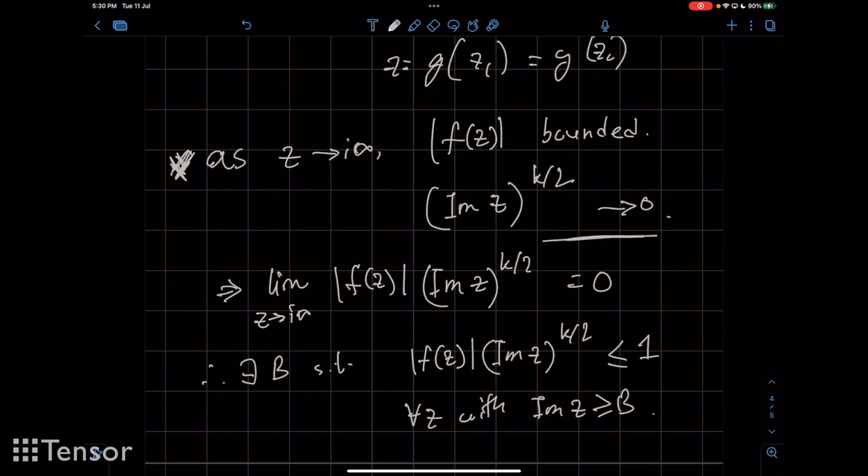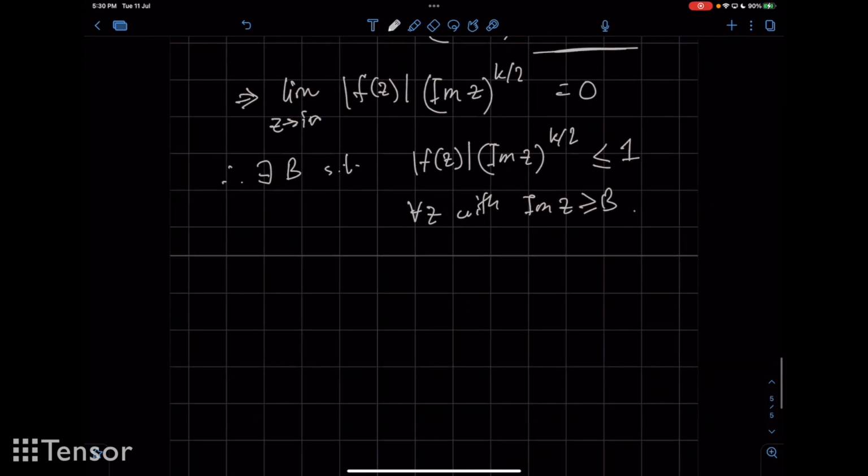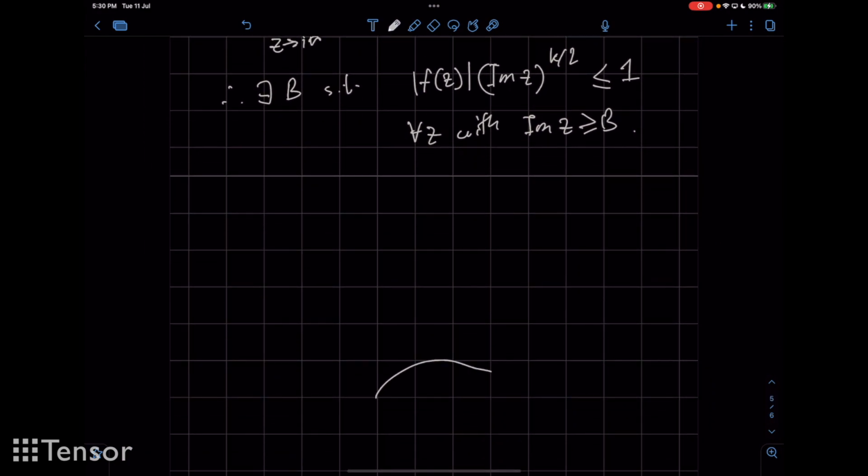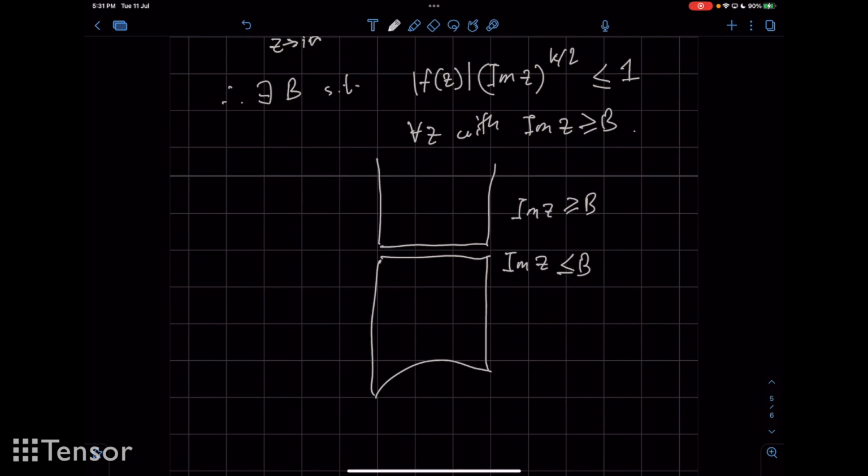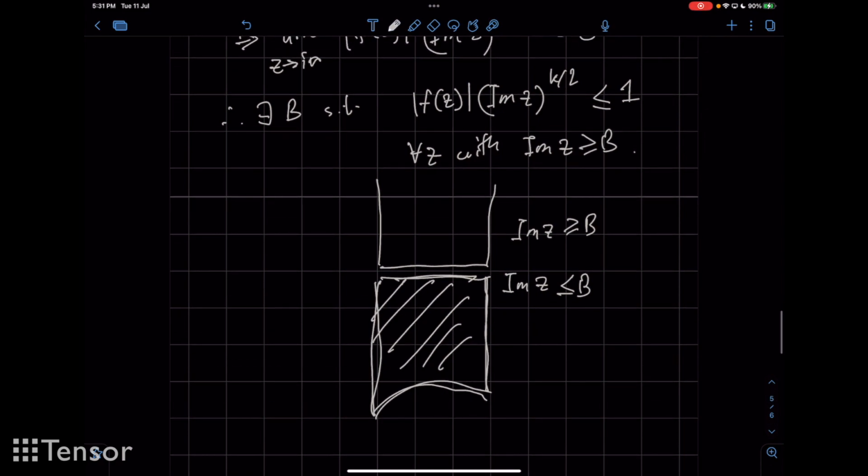Is this a maximum? No, it's just the definition of limit. Okay. Now let us cut the fundamental domain in two parts. This is when the imaginary part of z is smaller than or equal to b, and this is when the imaginary part of z is larger or equal to b. This region right here is a compact region, so our function g is obviously bounded here. And in the upper region, we have chosen b in such a way that our function g is bounded by 1.